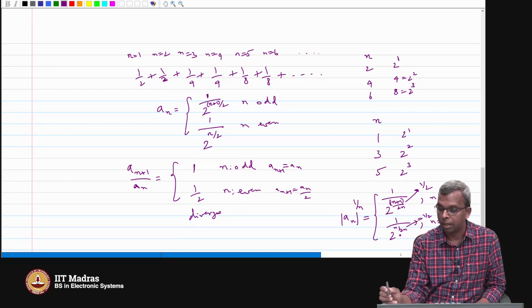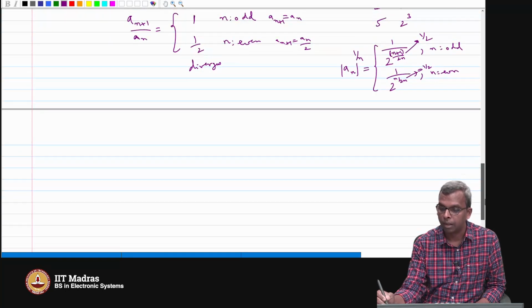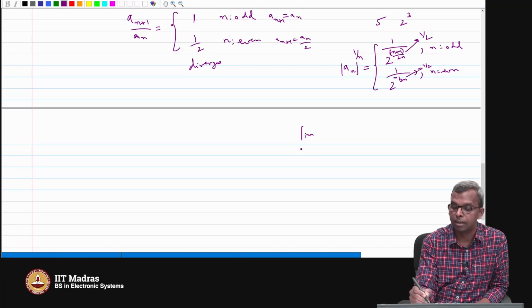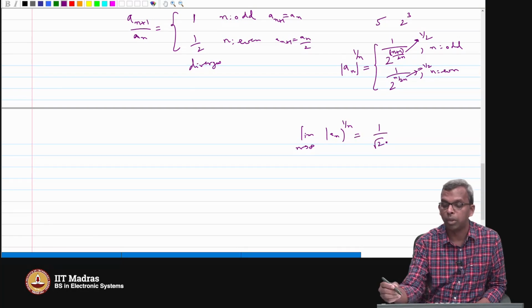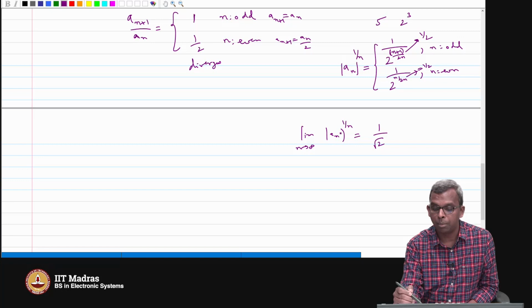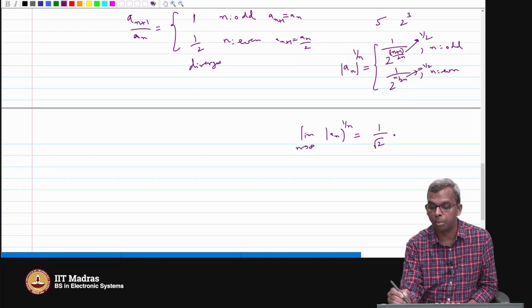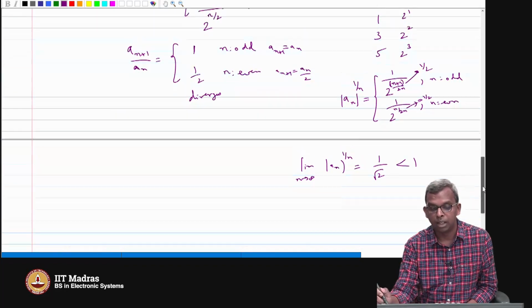So, in the limit as n tends to infinity, absolute value of a n power 1 by n is 1 by square root of 2, right. So, you see here that for a n power 1 by n, the limit exists, it is less than 1. On the other hand, the ratio test did not have a limit.